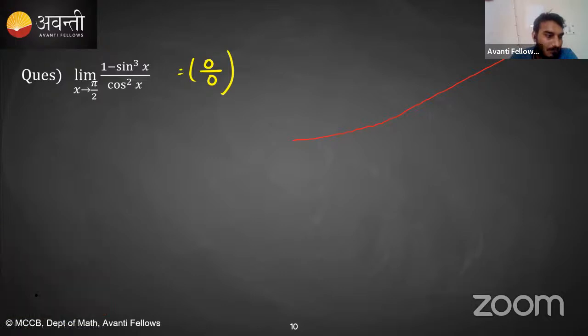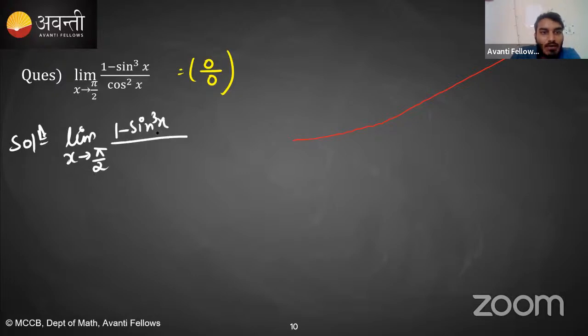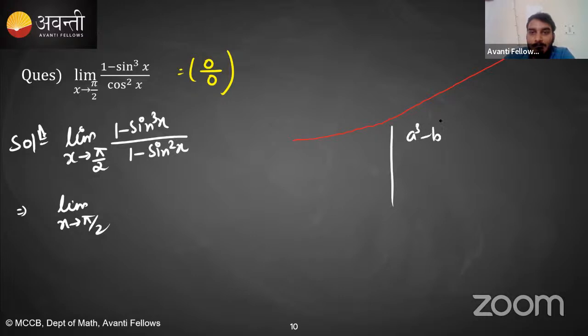Let's see how we will do it. So listen. Can I write it like this? Limit x tends to pi by 2, 1 minus sine cube x upon cos square x, which can be written as 1 minus sine square x in the denominator. Right? Clear? Now, look carefully at the numerator, it is written as a cube minus b cube. And tell me, what is a cube minus b cube, anyone? A cube minus b cube is a minus b into a square plus ab plus b square.